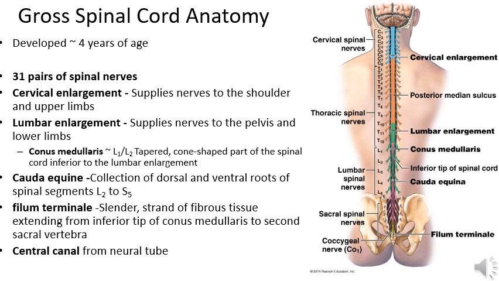In this slide on gross spinal cord anatomy, you will definitely need to know there are 31 pairs of spinal nerves. You will need to know what constitutes the cervical enlargement and what it controls, what is the lumbar enlargement and what it controls, what is specifically the conus medullaris, the cauda equina, the filum terminale, and the central canal. Everything on this slide is going to be fair game on exam number 4.